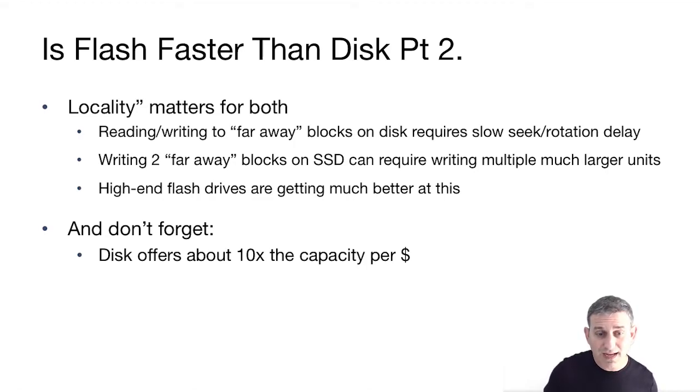And as we said, for flash, writing to faraway blocks on SSD can also require these expensive writes because of write amplification. If you write 4K to one place and 4K to another place, that's actually maybe two very large writes that you didn't mean to have because of write amplification. Now, flash drives are increasingly getting better at this, so they're optimizing, and I think over time we might see that the random cost of flash keeps getting lower and more like the sequential write cost for flash, but be aware that right now locality matters for both flash and magnetic disk. And then with all this, we've been talking about speed, but don't forget that disk offers about 10 times the capacity of flash per dollar.